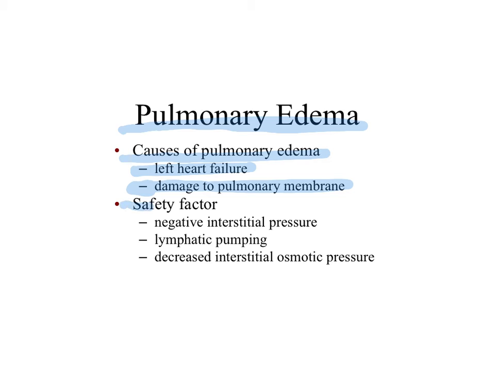But the safety factors that help you are that you've got negative interstitial pressure, which will help you to some degree keep it out of the alveoli and keep it in the interstitial space. And then, of course, you've got lymphatic pumping that can help pump it out of there when there's excess. But then you have a decreased interstitial osmotic pressure, which will help keep it out of the alveoli. But when you get pulmonary edema, you override all those safety factors to a point that it can be more and more serious. And that's why you're going to use things like some of your loop diuretics that we talked about, and it'll dry those lungs out.